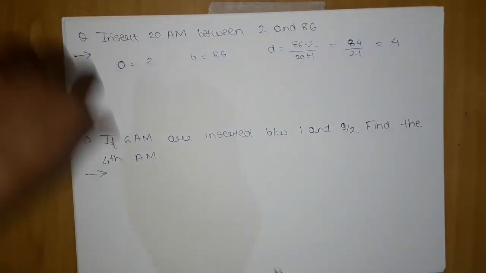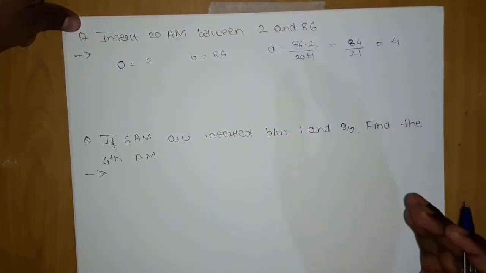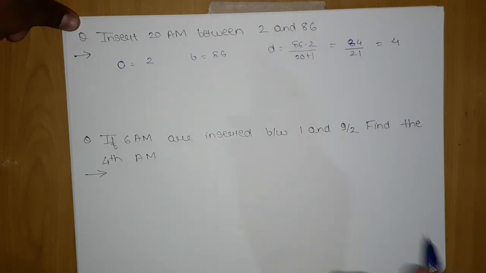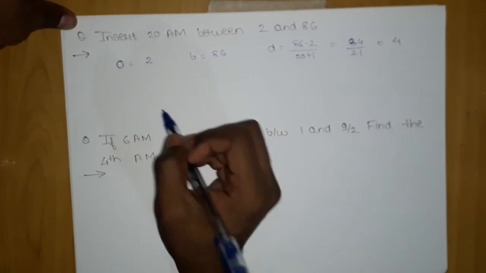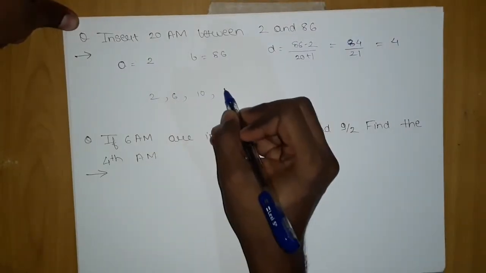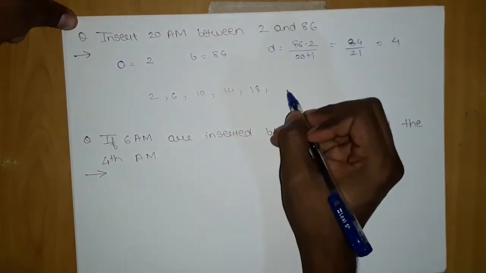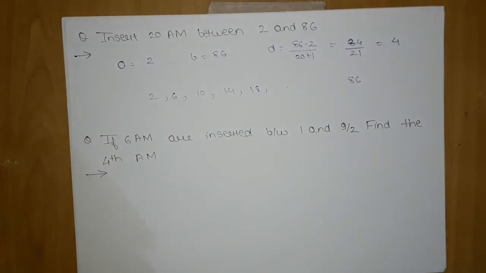If we insert any AMs between two numbers, the sequence formed always forms an AP. So you can easily get the terms, because you just have to add 4: 2, 6, 6 plus 4 is 10, 10 plus 4 is 14, 14 plus 4 is 18, like that, till 86. You want to insert 20 AMs. So we have done this problem. This was just to increase the confidence.